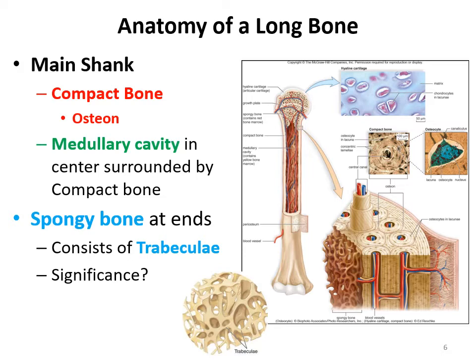Red bone marrow being what we mentioned already makes your red blood cells, and yellow bone marrow being adipose. And adipose is a fancy way of saying fat. Okay, so you got red blood cells and fat in that medullary cavity. At the ends of the bones, you then have spongy bones.